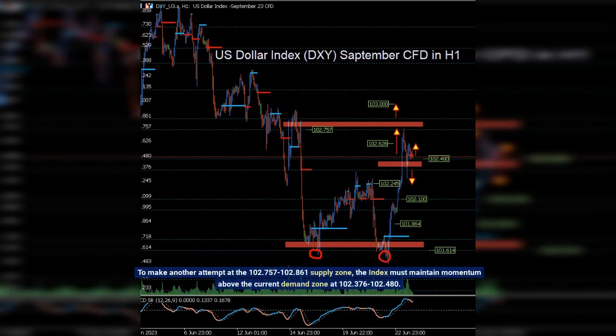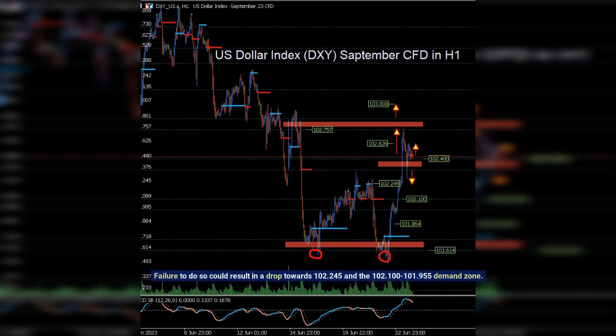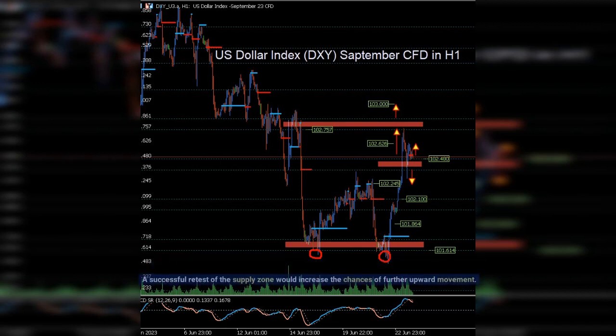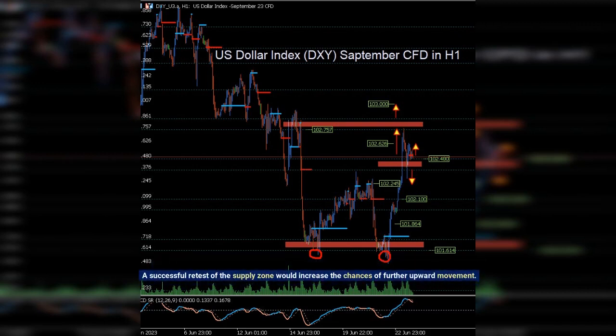To make another attempt at the 102.757 to 102.861 supply zone, the index must maintain momentum above the current demand zone at 102.376 to 102.480. Failure to do so could result in a drop towards 102.245 and the 102.100 to 101.955 demand zone. A successful retest of the supply zone would increase the chances of further upward movement.